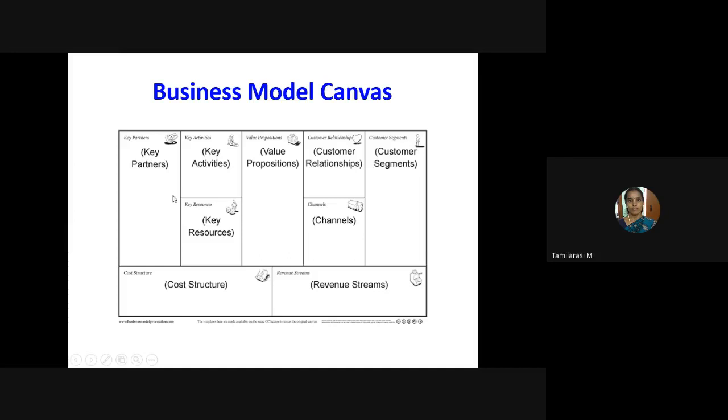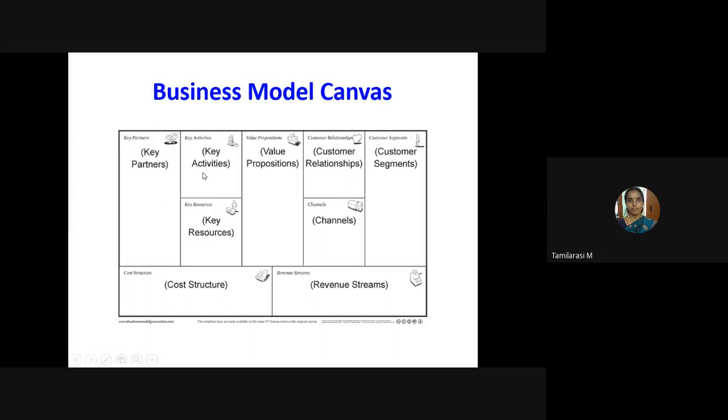So first, what are the things here? Key partners. Who are all the organizations involved in implementing your project? Those are the key partners. Key activities means what are the main modules or main activities that have to be carried out to implement the solution. So that is the key activity.